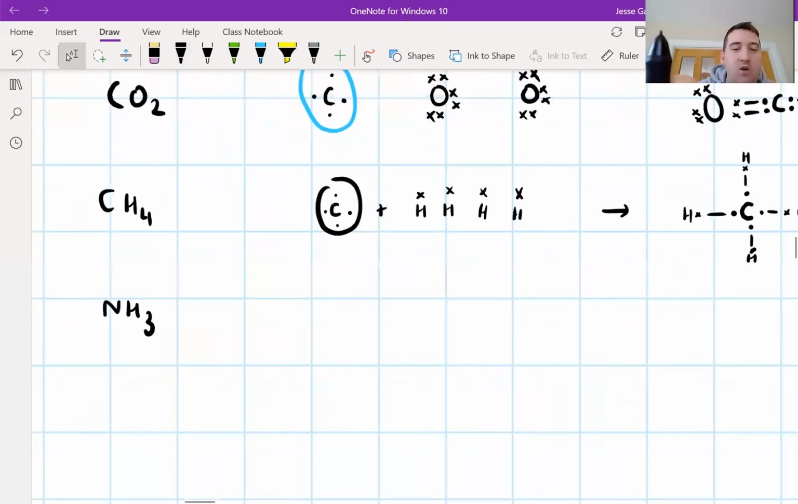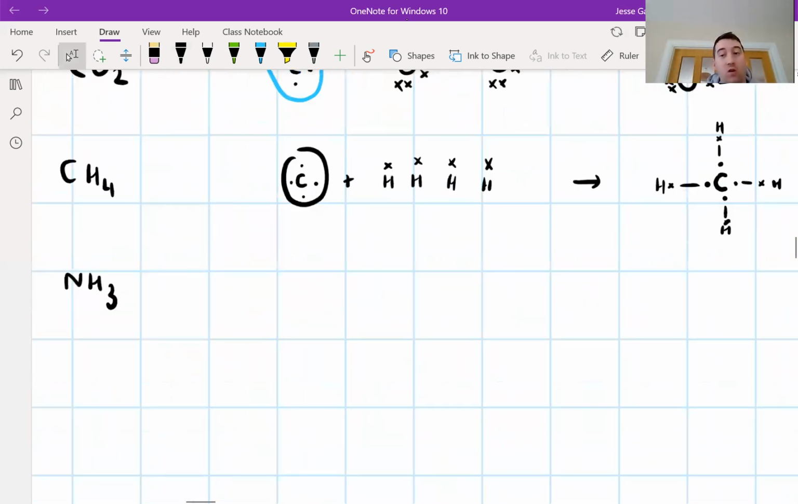Last one, a little bit tricky. I think this is the hardest one, so do make sure you've had a go at it. Pause the video and make sure you have a good go at this now. The first thing I want to do is draw nitrogen. Nitrogen has 5 valence electrons like that. 1, 2, 3, 4, 5. And it's combining with 3 hydrogens. Here they are, the 3 hydrogen atoms.